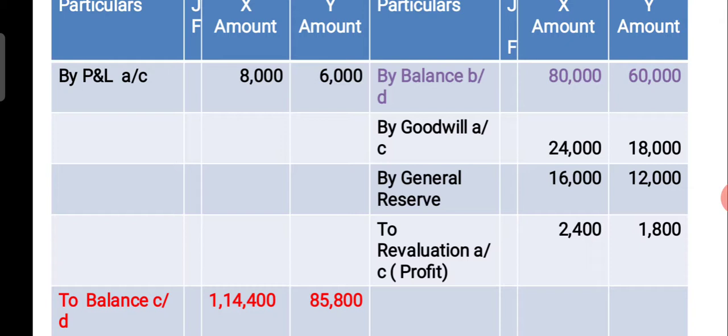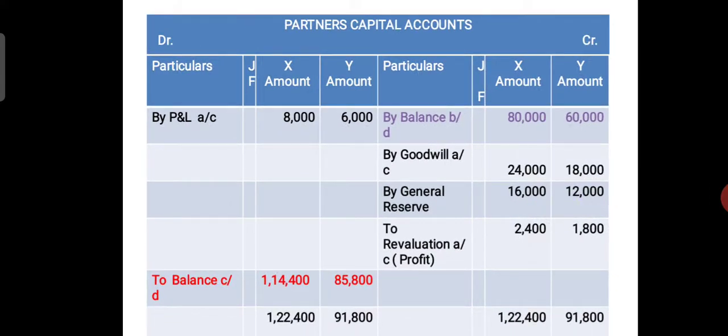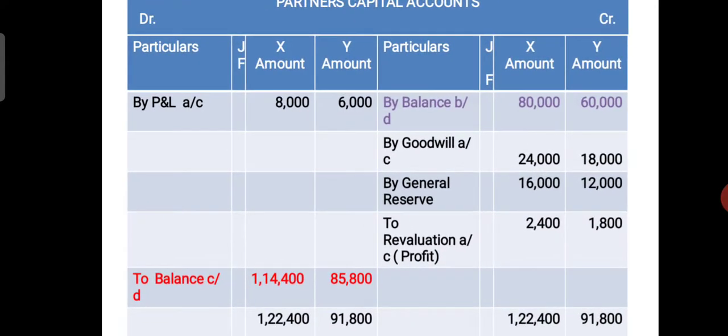So in the opening balance sheet, meaning the old balance sheet, the profit and loss account is shown on the asset side. That amount is distributed between the partners, 8,000 and 6,000 as a loss. Now see here, the total of X is 1,22,400 and Y total is 91,800. From this we deduct the debit amounts, 8,000 from X. 1,22,400 minus 8,000, you will get 1,14,400. This is the closing balance. This balance will appear in the new balance sheet.